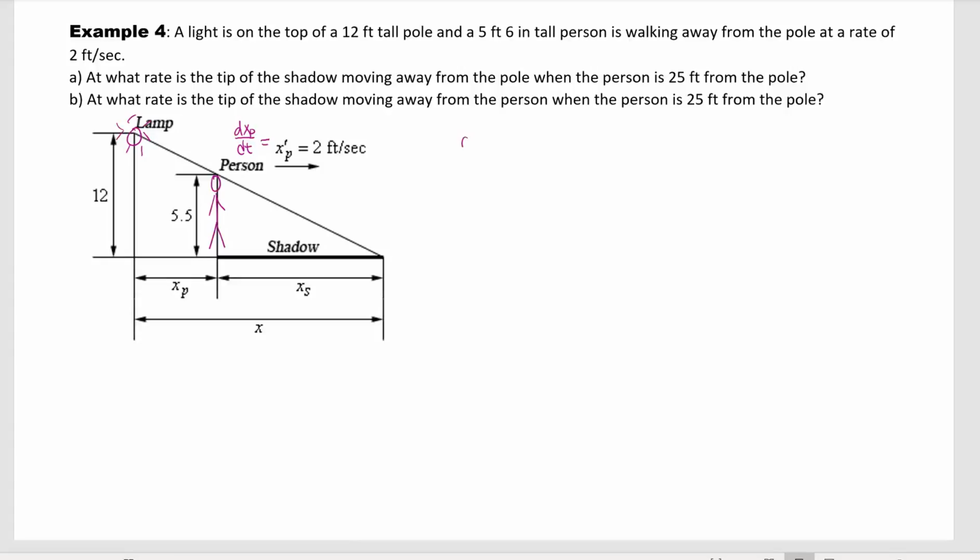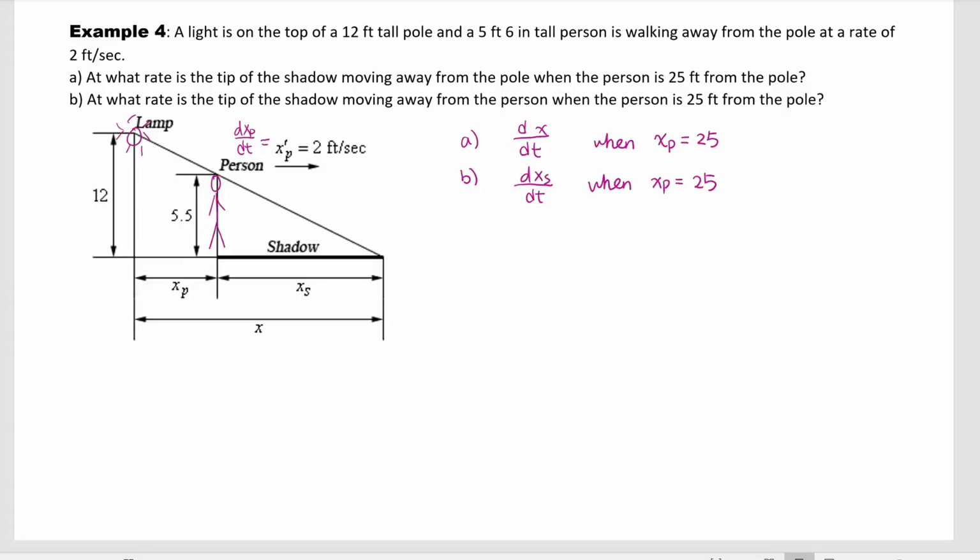So part A, what are we looking for? We're looking for the rate of the tip of the shadow moving away from the pole. So from the tip of the shadow to the pole, that is x, so that is dx/dt, and when the person is 25 feet from the pole, so xp is 25. And part B, we're looking for the rate of the tip of the shadow moving away from the person, so that is dxs/dt when xp equals 25.